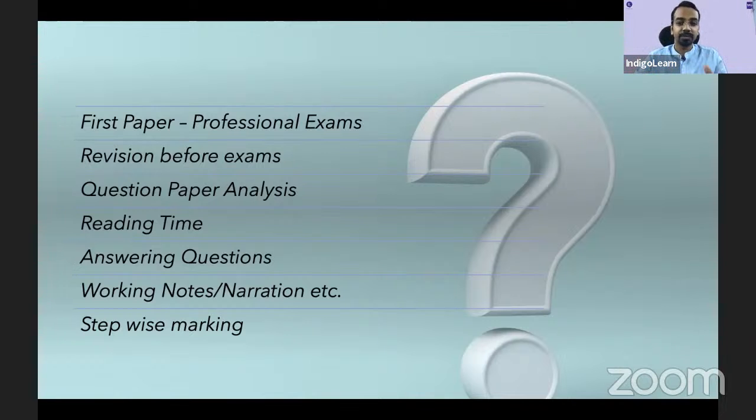In fact, when I wrote my first paper P1 way back in 2006, I had similar fears, like what kind of questions would come, will I be able to finish the whole paper, all those things. After I wrote the exam, I realized they were not so critical questions. The question is, will you be able to cover 80%, 90%, or 100% of the paper in the given 3 hours?